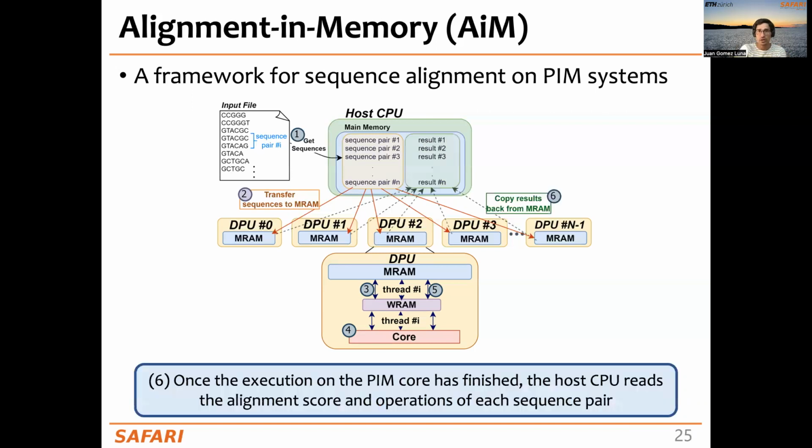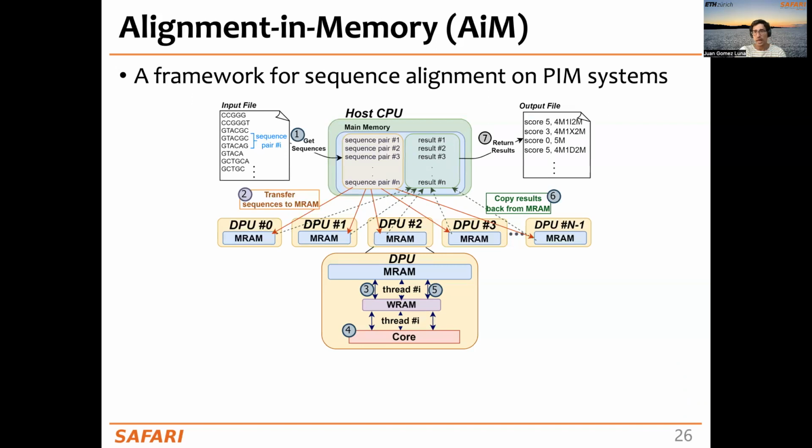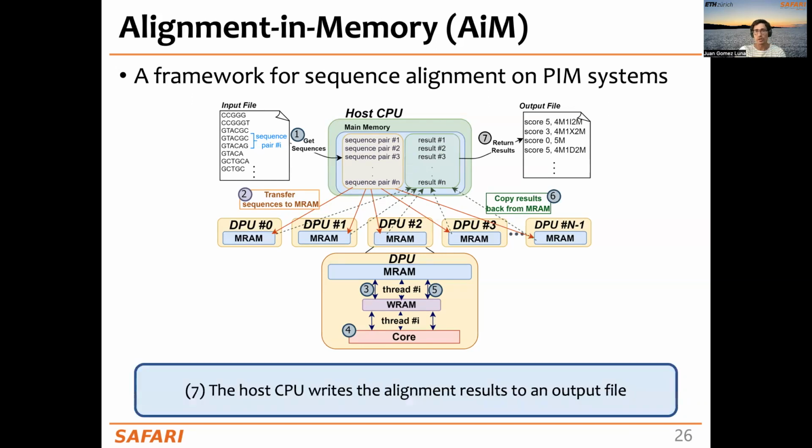And that's actually what the CPU is going to do in step 6. When the execution on the PIM core finishes, the host CPU can read the alignment score and operations of each sequence pair, and finally, if needed, the CPU will store the alignment results in an output file.